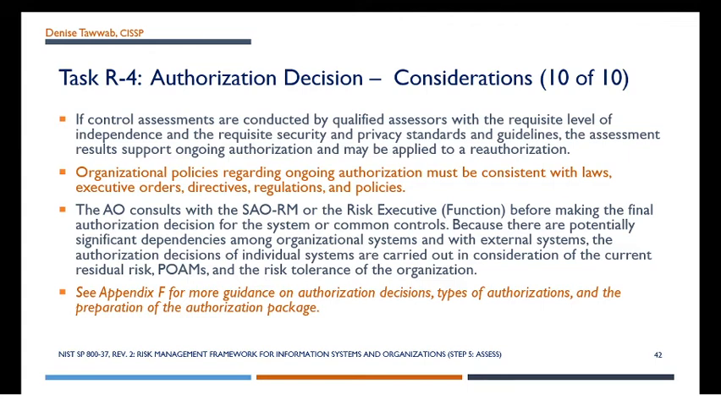And then the AO consults with the risk executive function before making the final authorization decision for the system or the common controls, because there are potentially significant dependencies among systems and with external systems. The authorization decisions of individual systems are carried out in consideration of the current residual risk, POAMs, and the risk tolerance of the organization. Appendix F of Special Publication 837 really talks about the authorization decision, the types of authorization, and the preparation of the authorization package.